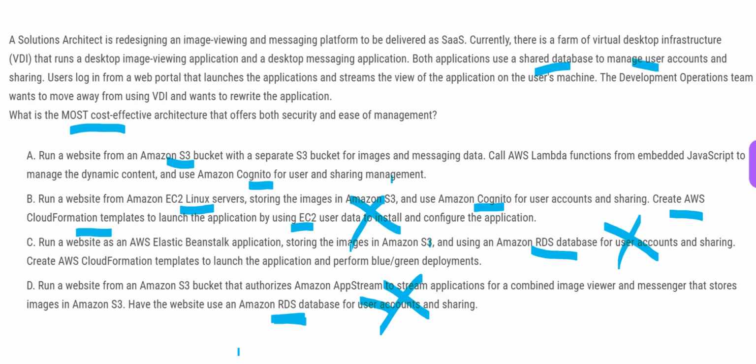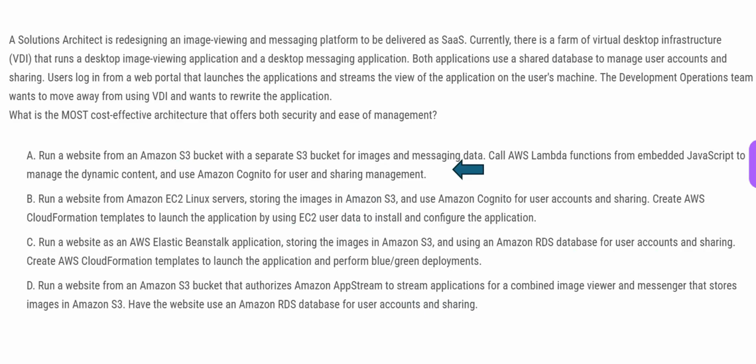It is fine. Now, how to make it dynamic? You will use Lambda functions with embedded JavaScript to address the dynamic content. And once that is addressed, you will use Cognito for user and sharing management. So this is the perfect solution. Option A will work perfectly fine in this.